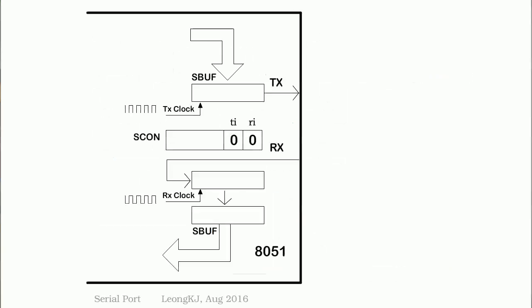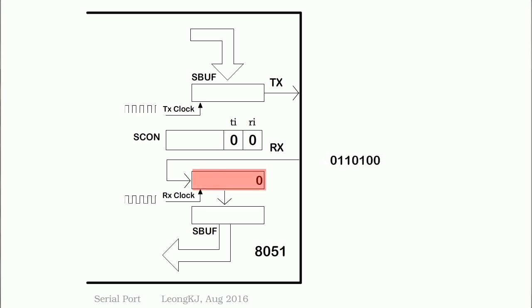Let's look at a simplified diagram of the transmit and receive circuit. When data are placed in the transmit SBUF, it is sent out serially. Upon completion of the transmission, a bit called the TI in the SCON register is set to 1. The TI bit can be cleared to 0 by software.